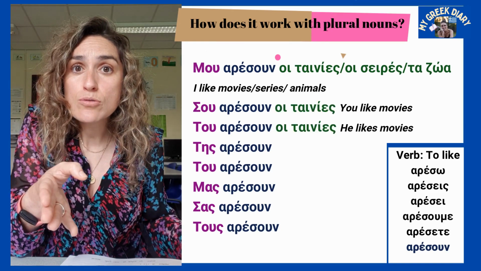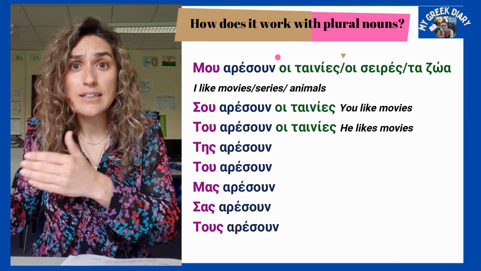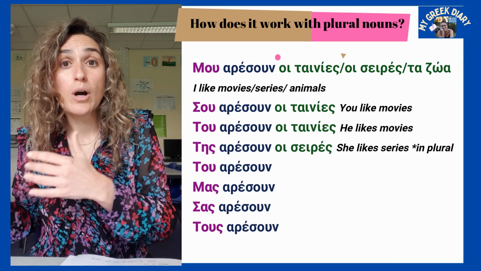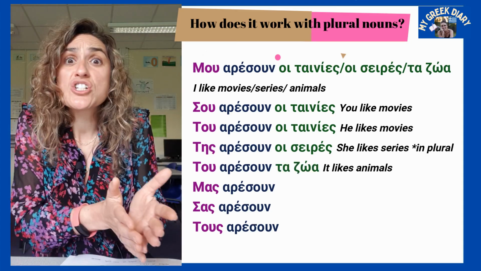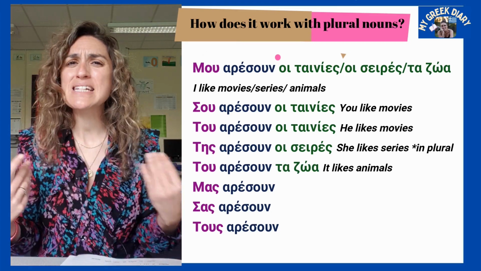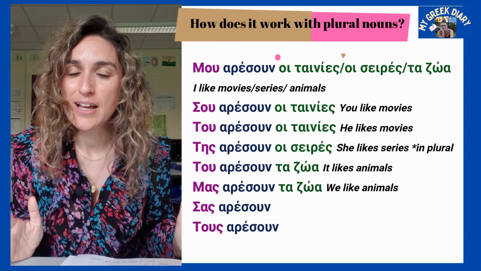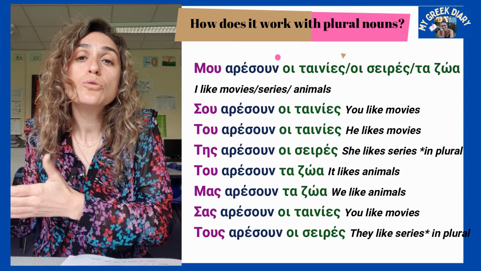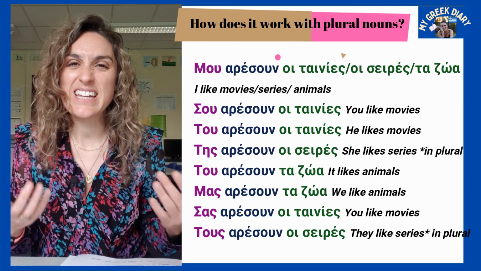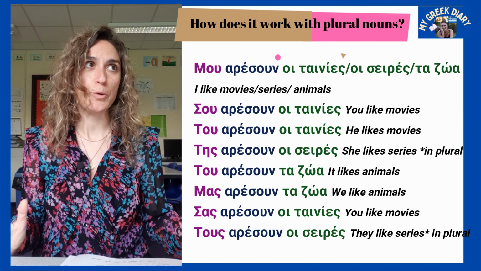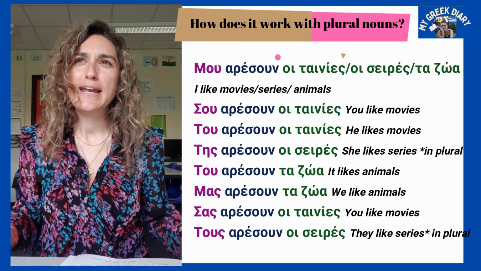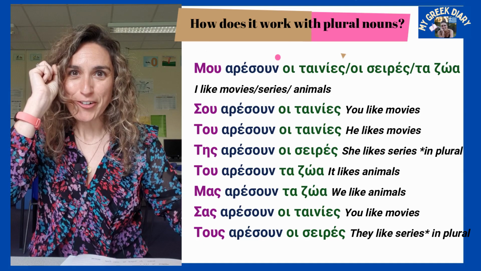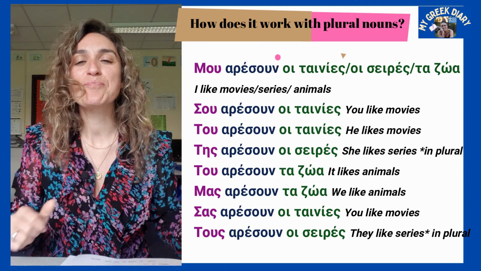Του αρέσουν οι ταινίες. Της αρέσουν οι σειρές. Του αρέσουν τα ζώα. Μας αρέσουν τα ζώα. Σας αρέσουν οι ταινίες. Τους αρέσουν οι σειρές. Okay, so that's how it works. Now we need to make sure that we remember αρέσουν, for the plural things.